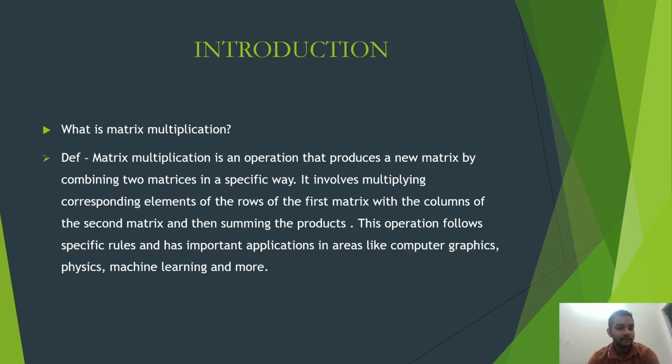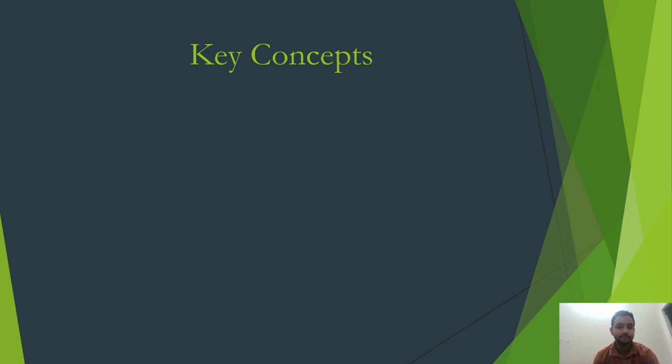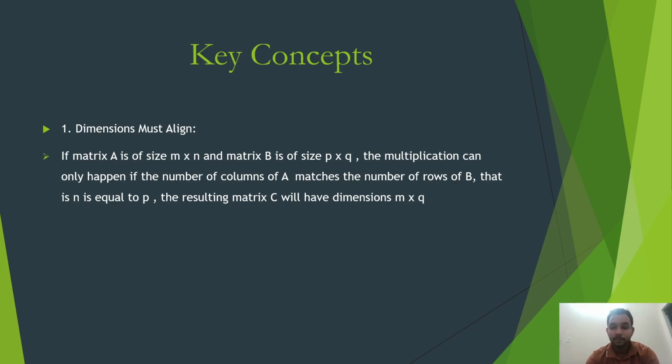It involves multiplying corresponding elements of the row of the first matrix with the columns of the second matrix, and then summing up the products. This operation follows specific rules and it has important applications in areas like computer graphics, physics, machine learning, and more. For matrix multiplication, dimensions must align.